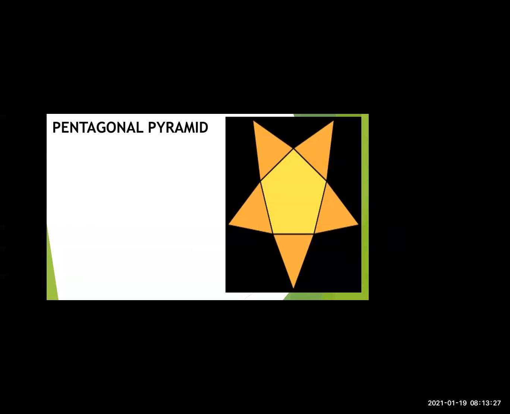The base is a pentagon. From all the sides, it has a coverage of triangles. So pentagon, 5 sides, means 5 triangles have been covered. So faces, there are 6. Edges will be 10 and vertices will be 6.